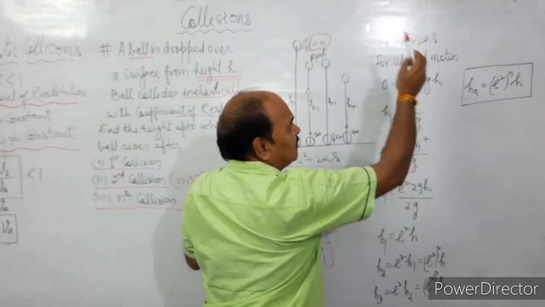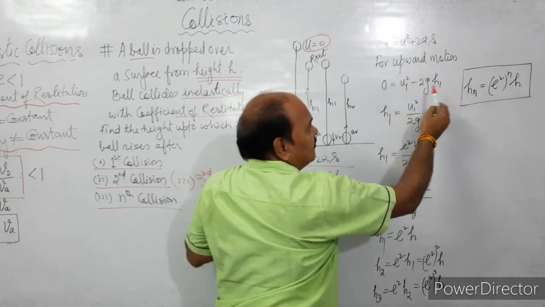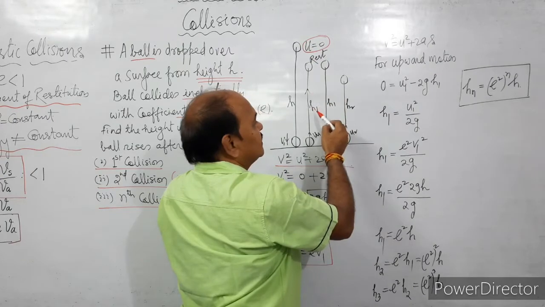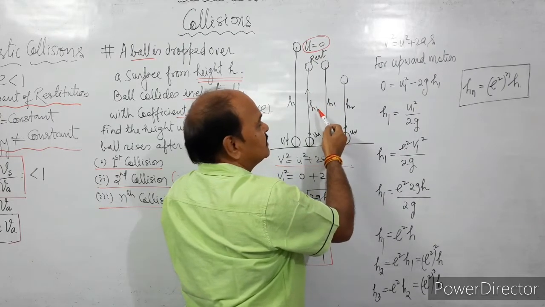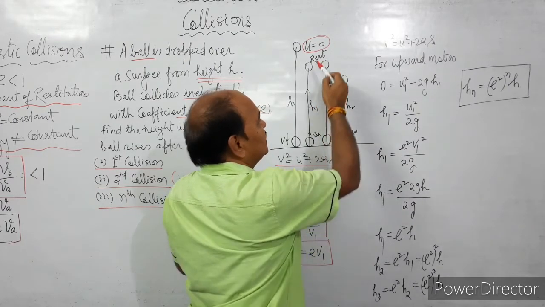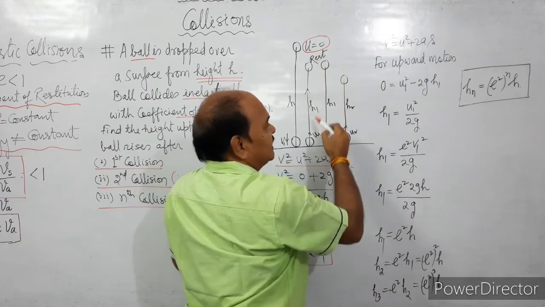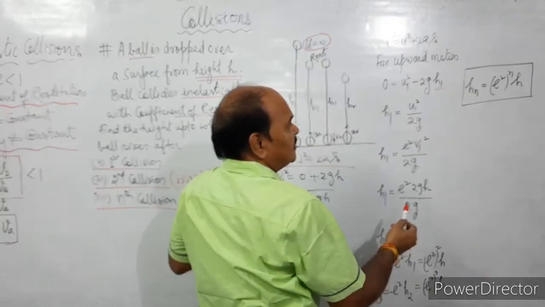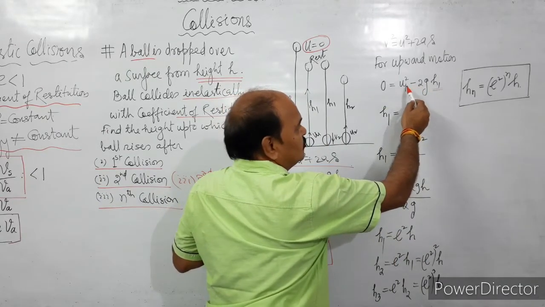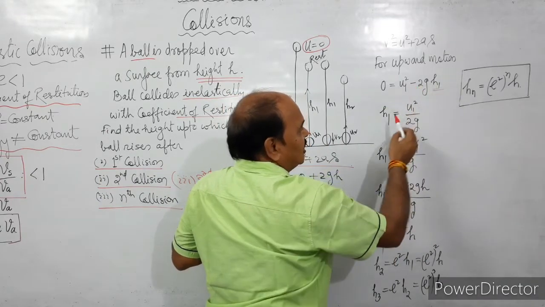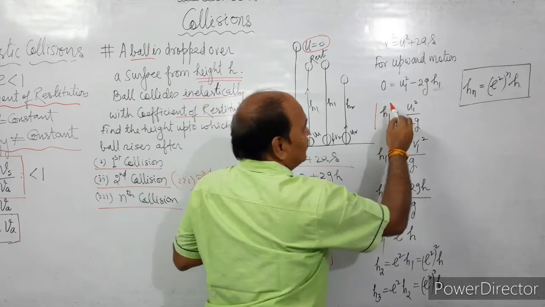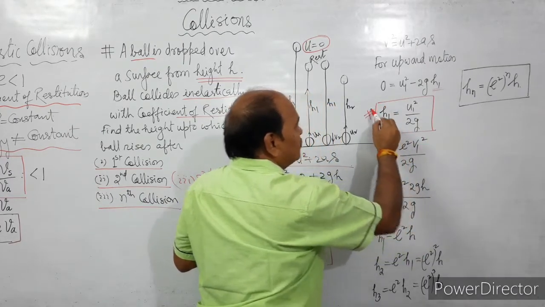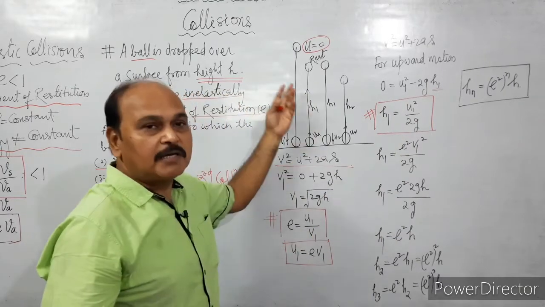As the ball is moving up, this acceleration is going to be minus g, and if it covers distance h1, that is the height up to which it is going to rise. It will keep rising until it comes to rest. So what is this height h1? Well, that is the displacement. And if we solve it, what do we get? u² is equal to 2gh1, or h1 is equal to u1² upon 2g. This is the height up to which the ball is going to rise after collision number 1.